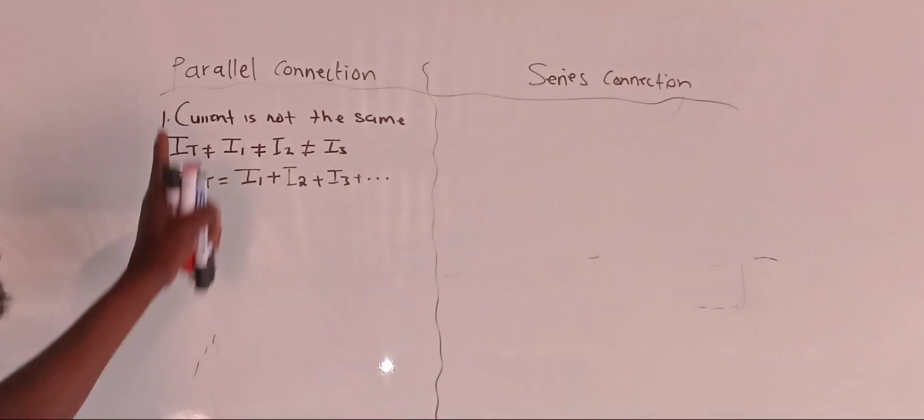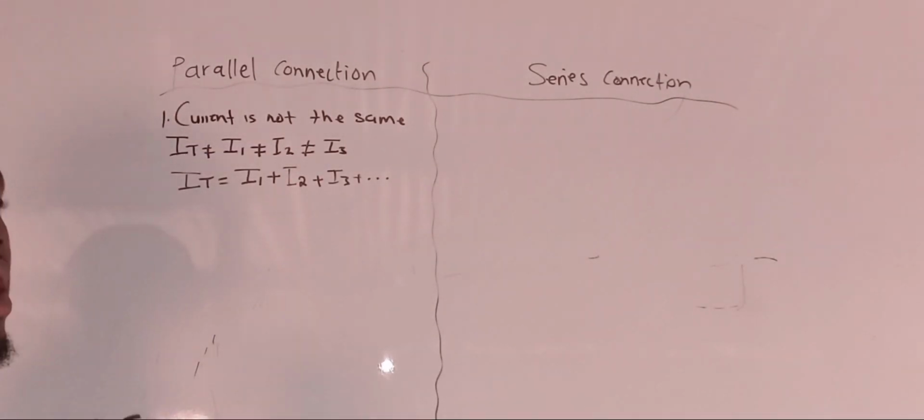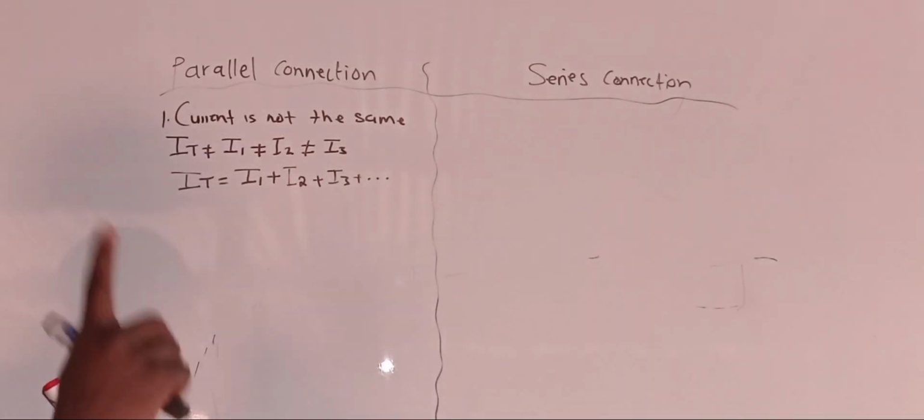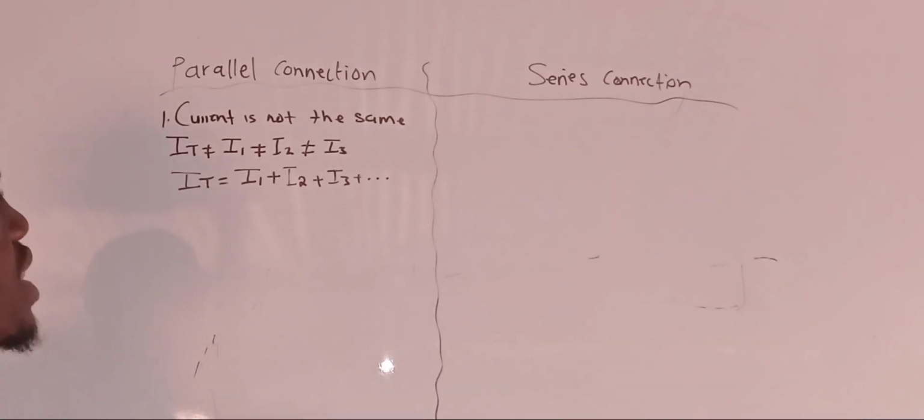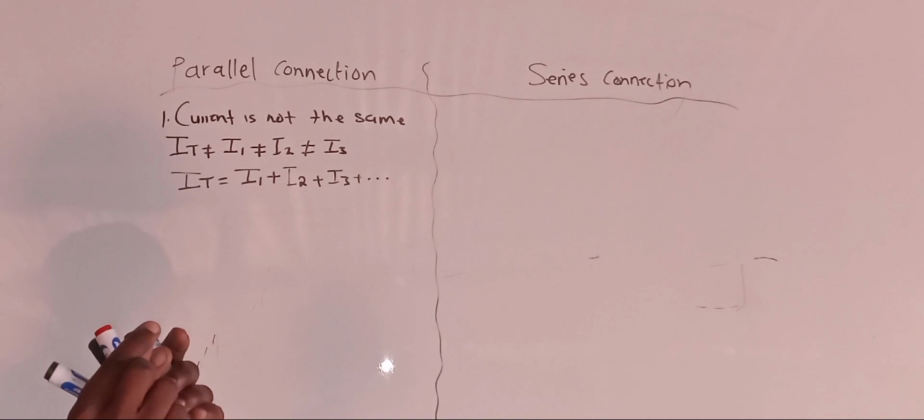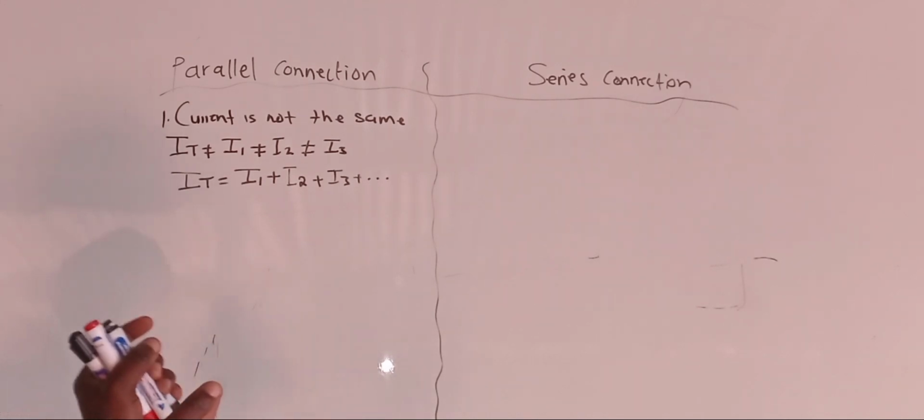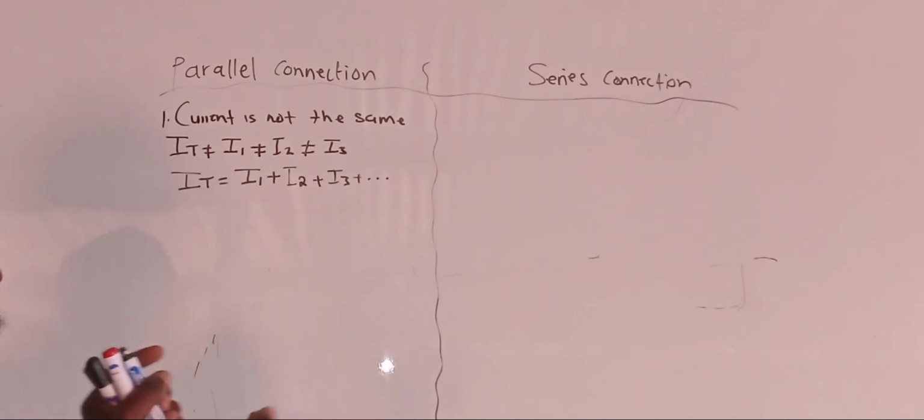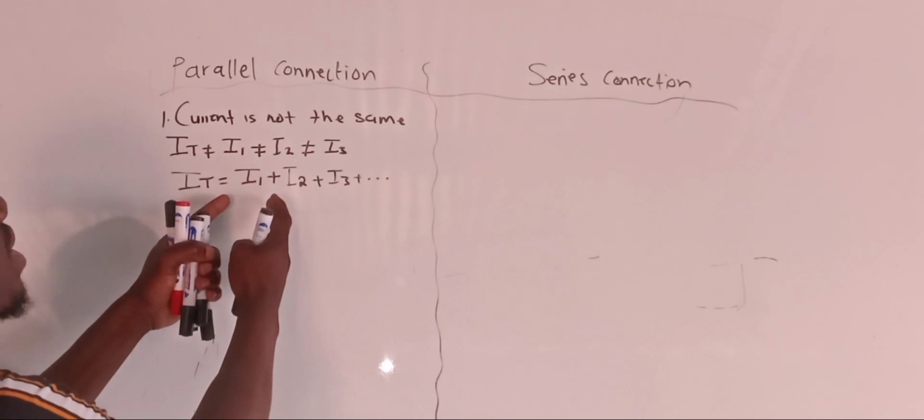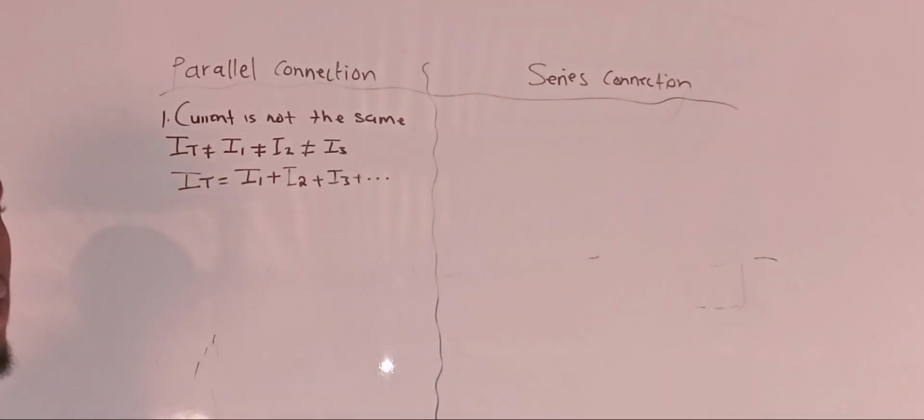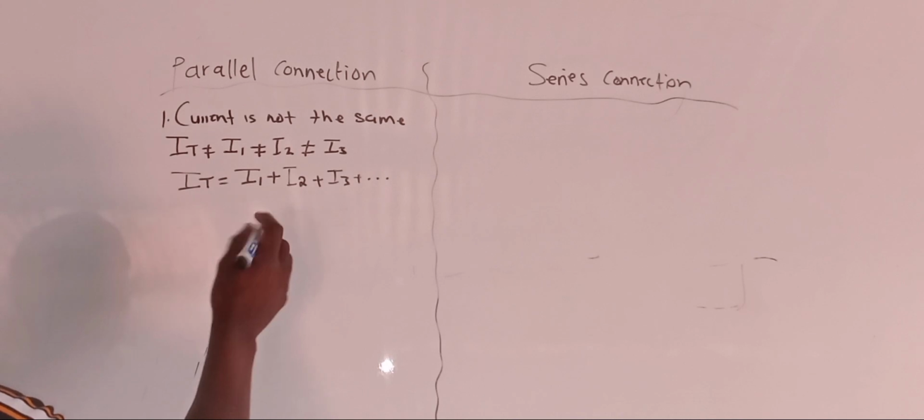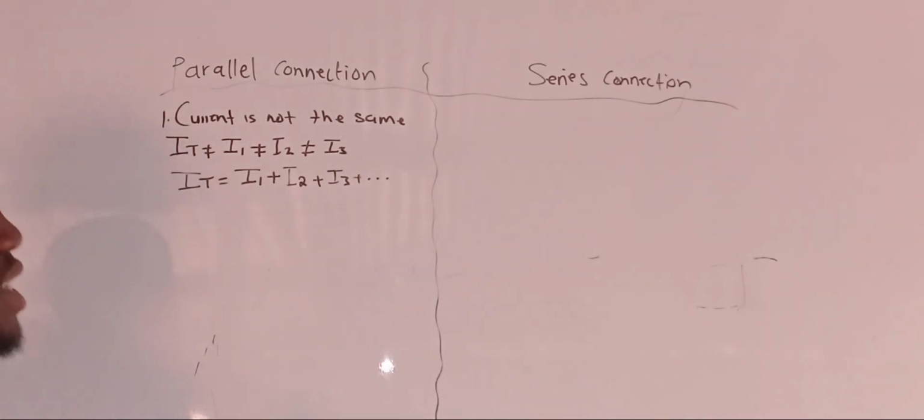Why? Because in a parallel connection, if we have 30 amperes that is discharged by the power supply, that current will split since we are in a parallel connection. So there's a different magnitude of current that goes into resistor number 1, resistor number 2, and resistor number 3. So it's not the same current. That's why we're saying that current is not the same. Meaning that for me to get the total current, I have to add those split currents.